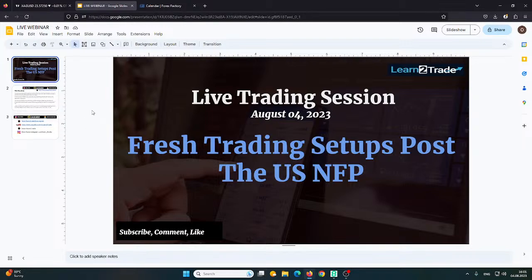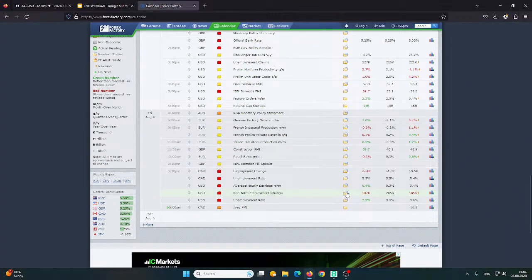Today I will take a look at all markets, trying to identify new setups. After the non-farm payrolls, you can see here that non-farm employment change came in worse than expected, but better compared to the previous reporting period. The unemployment rate has dropped surprisingly from 3.6 to 3.5%. Average hourly earnings grew 0.4% versus only 0.3% expected.